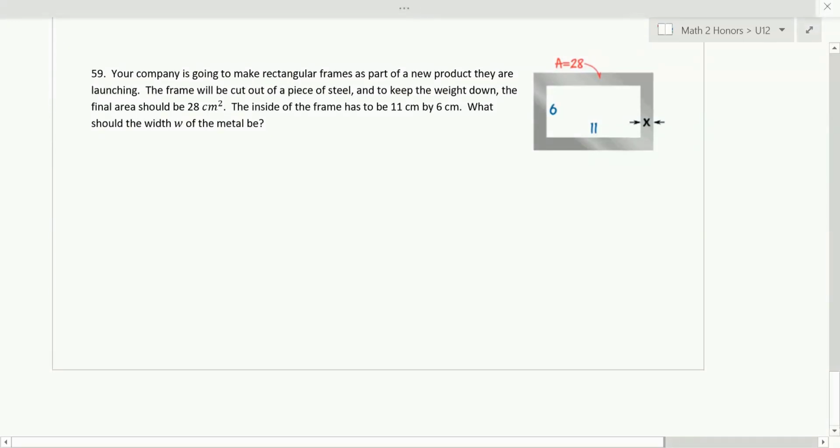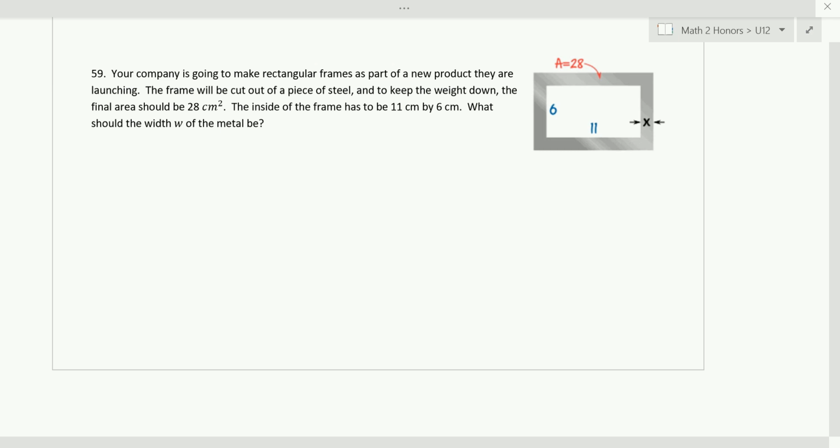All right, so let's read the problem and see if we can make some sense of this. Your company is going to make rectangular frames as part of a new product they're launching. The frame will be cut out of a piece of steel, and to keep the weight down, the final area, so the area of the face of this item, should be 28 square centimeters. The inside of the frame has to be 11 centimeters by 6 centimeters. What should the width W of the metal be?